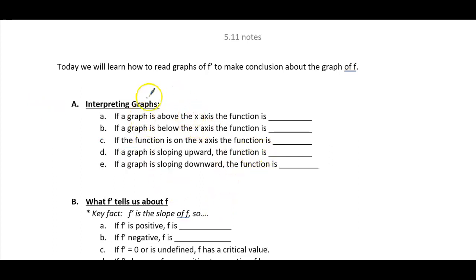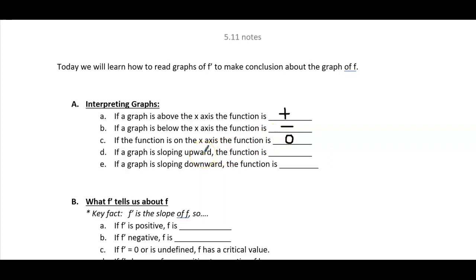So first of all, interpreting graphs. And make sure you guys are filling in your blanks here as we go. If a graph is above the x-axis, that means the function is positive. If the graph is below the x-axis, that means the function is negative. If the function is on the x-axis, that means the function is 0.